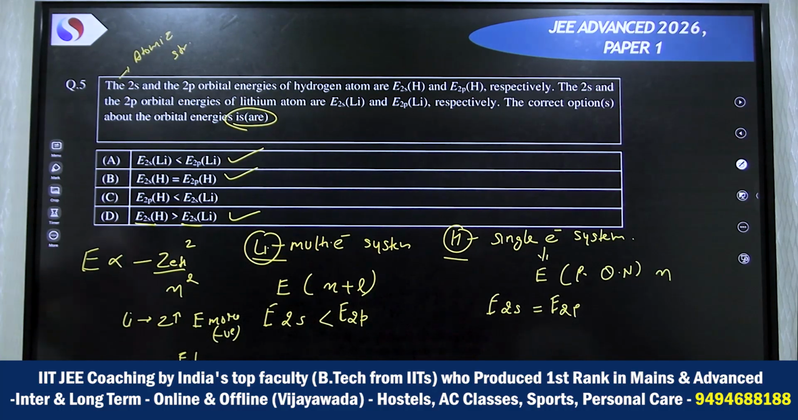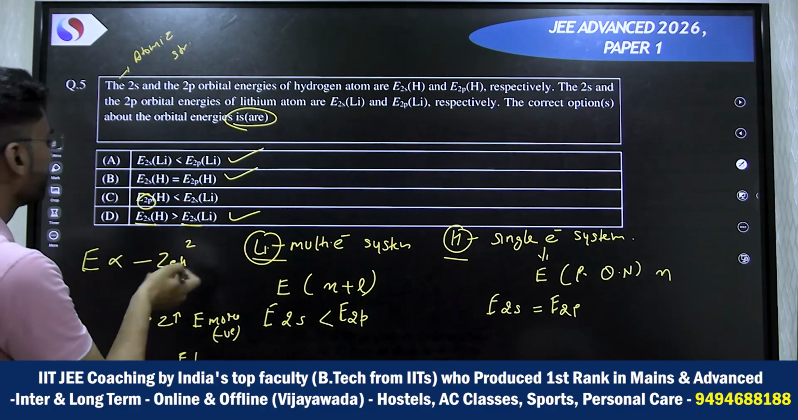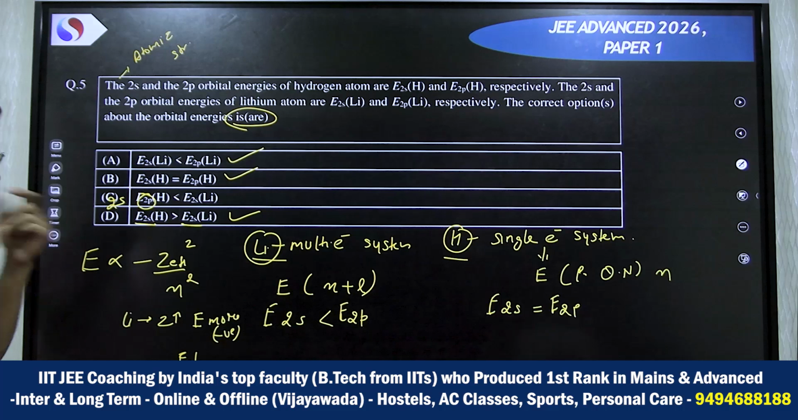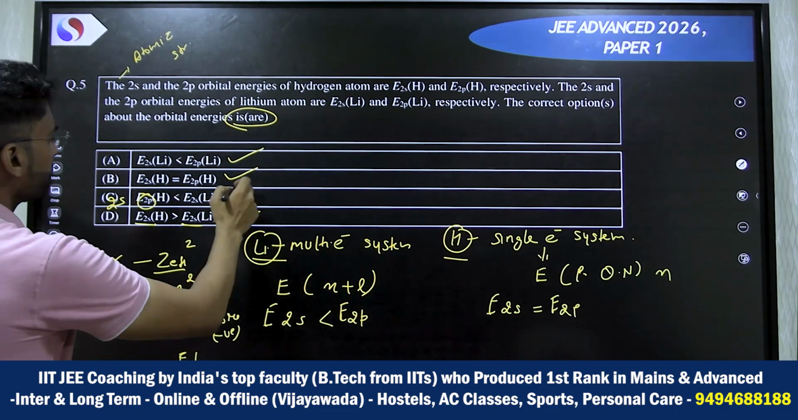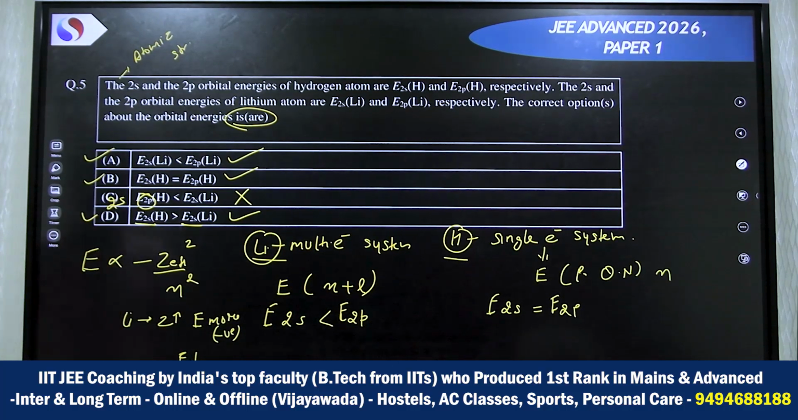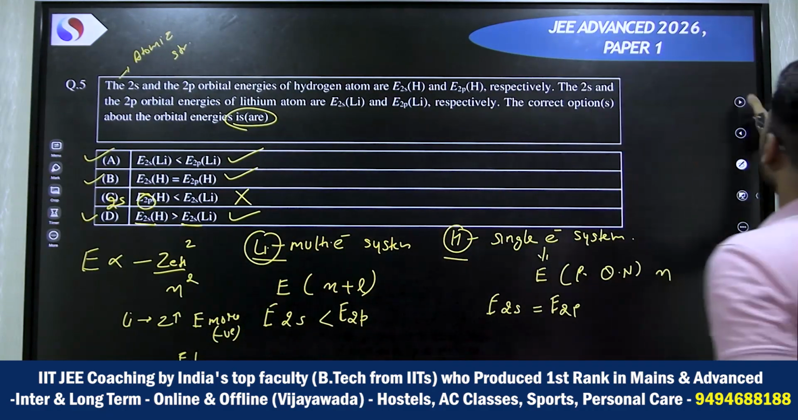In this case, they are saying 2p of hydrogen, and either it is 2p or 2s, both have the same energy. So 2s will have the greater energy, so this is wrong. So options A, B and D are correct. I hope you people have answered this question correctly.